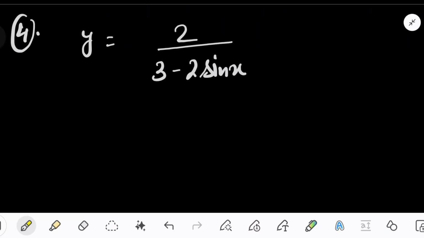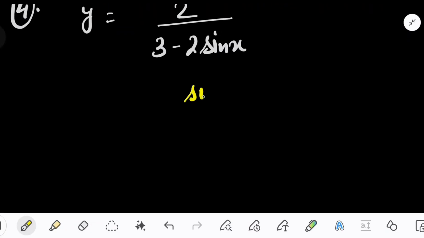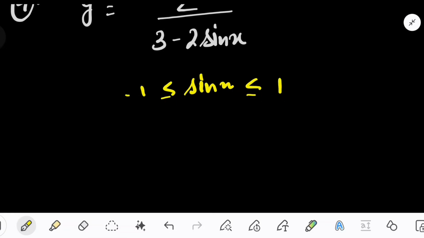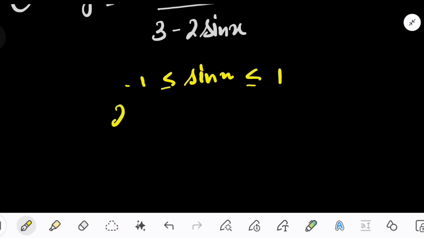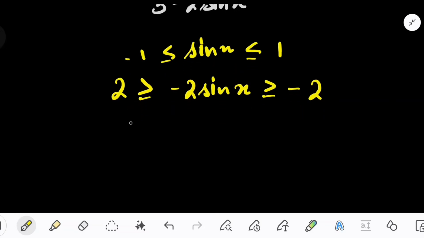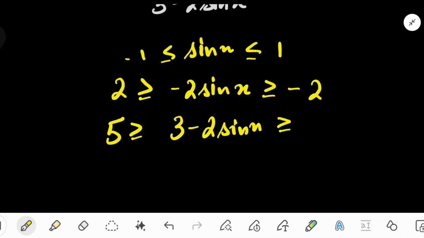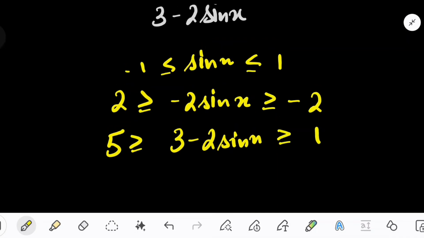So now this is the question. Again we will apply the same rule that sine x lies between -1 and 1. We multiply by -2, so you will get 2 greater than or equal to -2 sine x greater than or equal to -2, correct? Now let's add 3 to both sides. What will you get? 5 greater than or equal to 3 minus 2 sine x greater than or equal to, when you add 3, you will get 1, right?